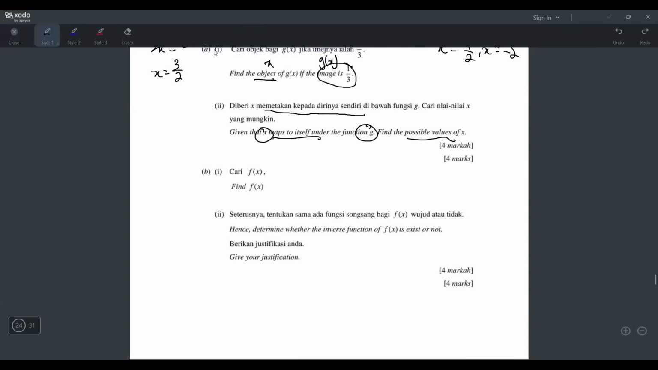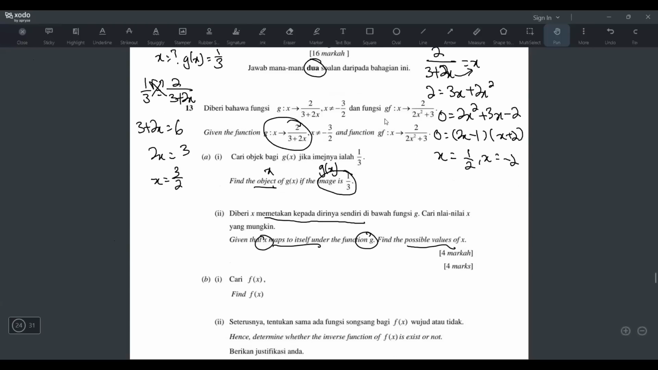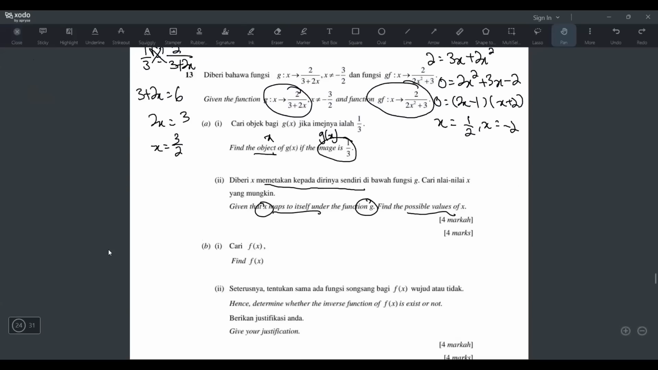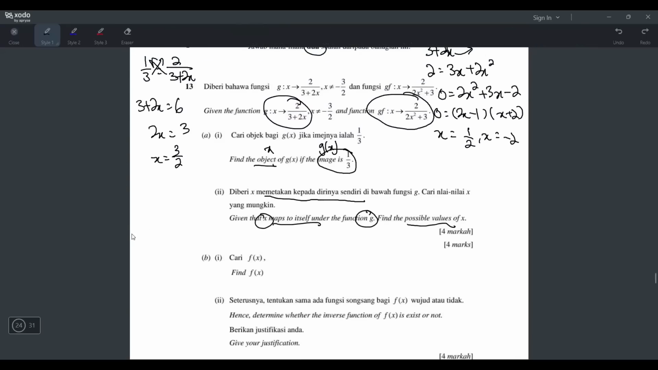What about B1? For B1, now we will use this information, the gfx, because you remember just now they gave us this, and we didn't use it for the A1, A2 questions. We never used this, but now we will. So I will do my B1 here. Okay, I'll just do it here. So for B1, they just want to find fx. They give us gx, they give us gfx, and they want us to find fx. So how do we do it?